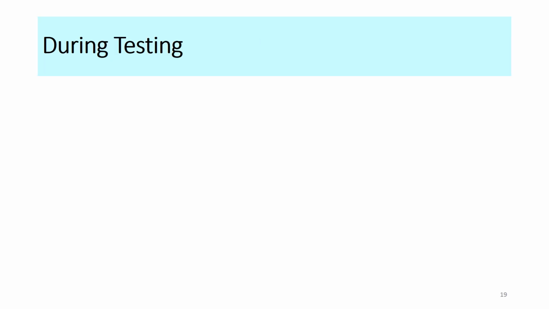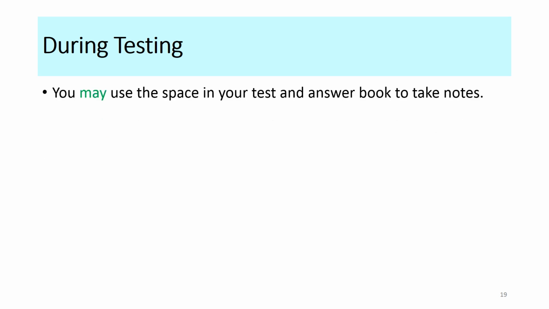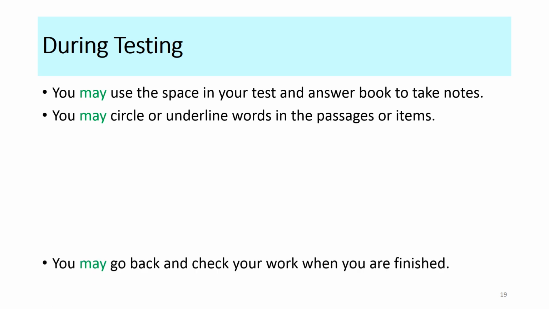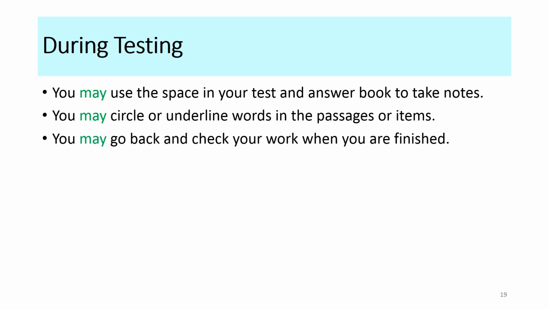We have now reviewed the different item types on the paper-based grades 3 through 6 ELA reading tests. Let's review some important things to remember during testing. You will not have scratch paper for the test, but you may use the space in your test and answer book to take notes. You may circle or underline words in the passages or items. If there is time left in the session, you may go back and check your work once you've finished.